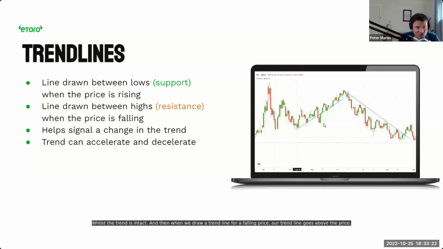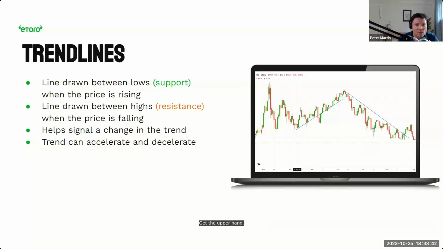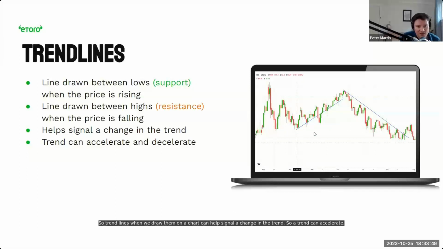And then when we draw a trend line for a falling price, our trend line goes above the price. We try and draw it on the highs, on the peaks, and join those up. And therefore it's representing what we call resistance. So resistance is a point where a rising price rebounds, gets knocked back down, and bearish forces get the upper hand. Trend lines, when we draw them on a chart, can help signal a change in the trend. A trend can accelerate or it can decelerate, so you might have to redraw your trend lines to represent this.